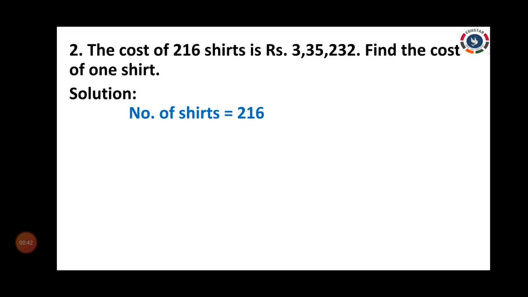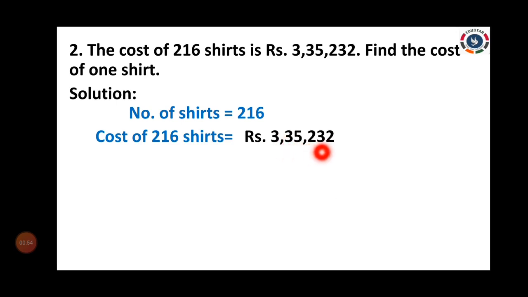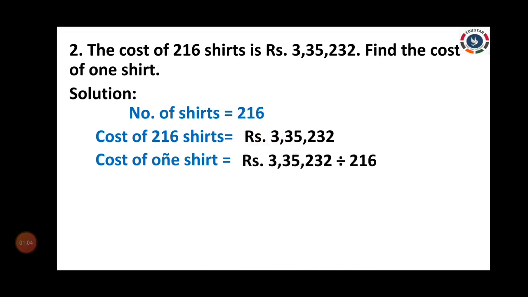First you write the number of shirts. How many shirts? 216 shirts. What is the cost of 216 shirts? Rupees 3,35,232. And what is the cost of one shirt? That we are going to find. So what do we want to do here? We want to divide the two values. So rupees 3,35,232 divided by 216. We want to divide the two values.